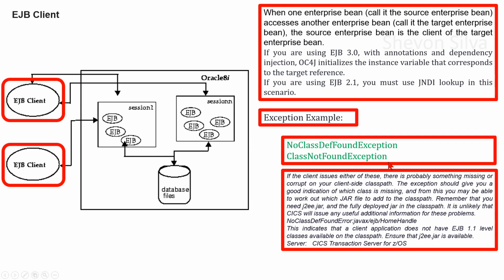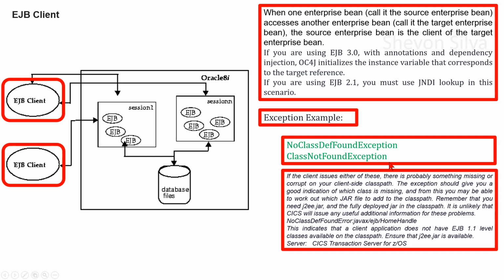No class found error javax/ejb/HomeHandle. This indicates that a client application does not have EJB 1.1 level classes available on the class path. Ensure that j2ee.jar is available. These things are under CICS Transaction Server for z/OS.